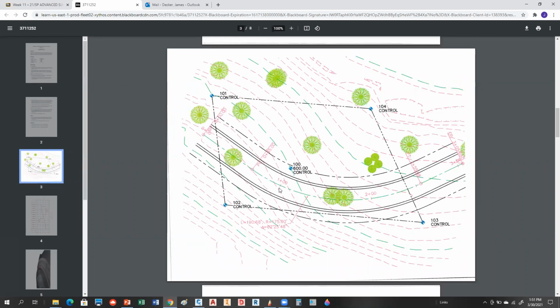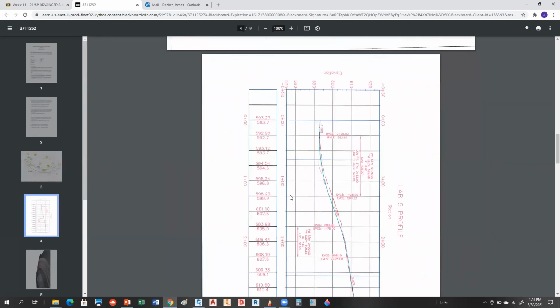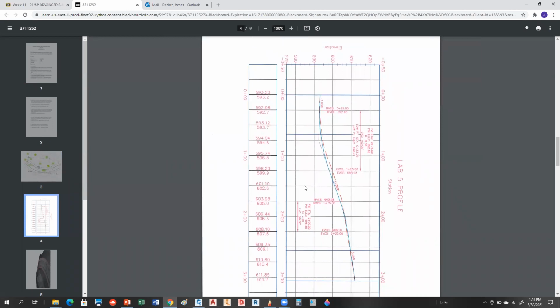So that's what we're going to do. We're going to lay this guy out. We're going to lay out the left edge, the right edge, and the center line stakes. Okay, and I think we're going to have a good day, just a little bit cold on Thursday's class. The other piece of this lab, this is the profile. We'll be talking about that next week.